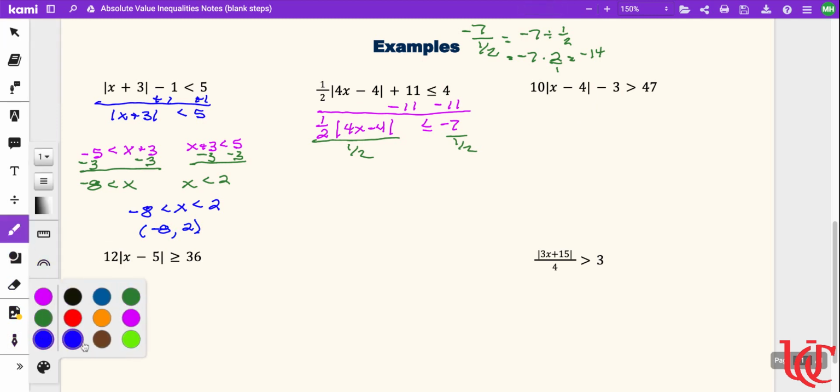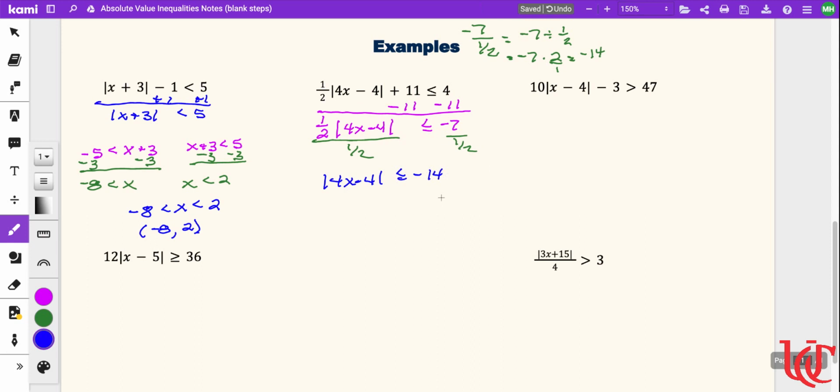Absolute value, I want blue. Absolute value of 4x minus 4 is less than or equal to -14. We're going to see if it makes sense when we get the numbers with that negative. Okay, so this, I'm going to use that rule of switching the signs, thinking about, does this make sense?